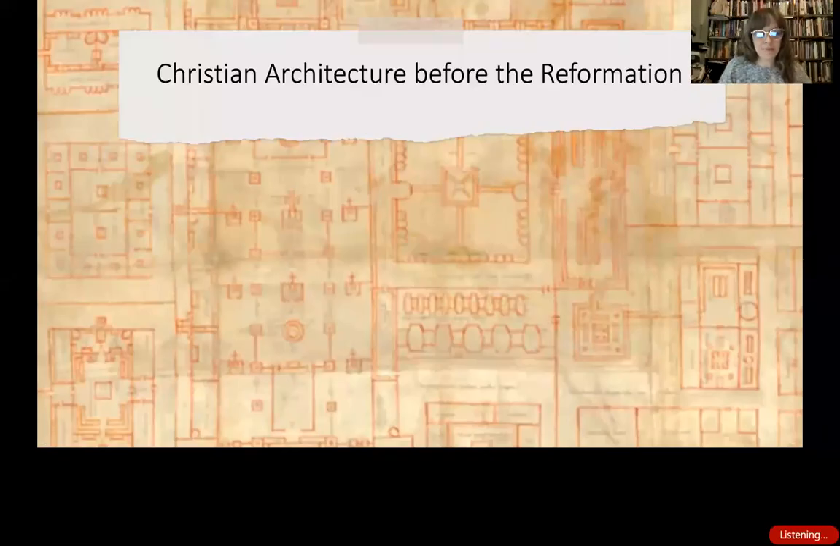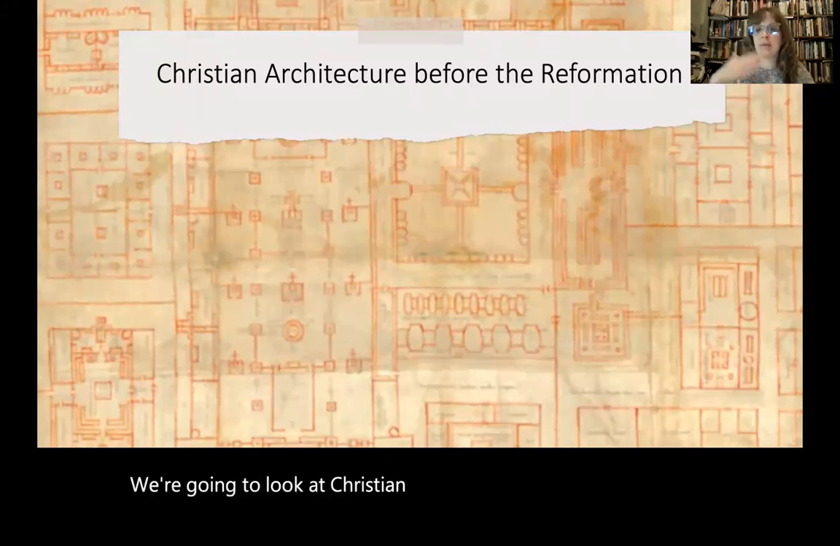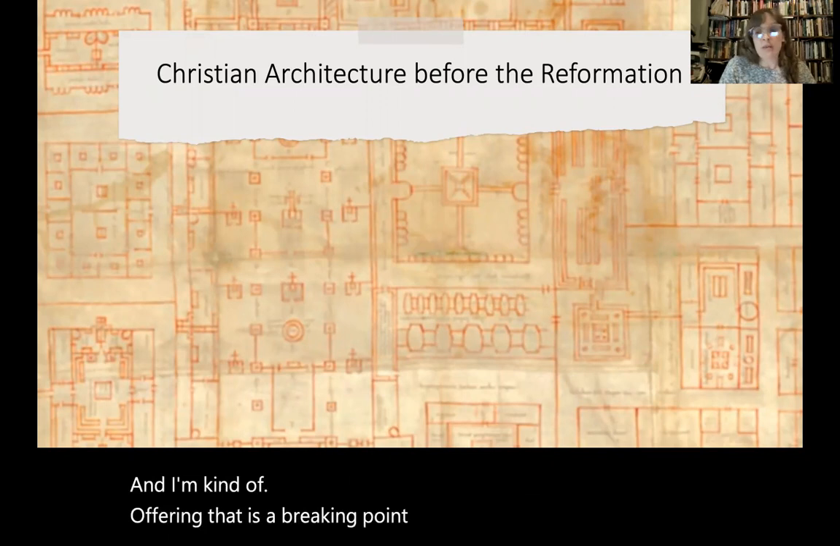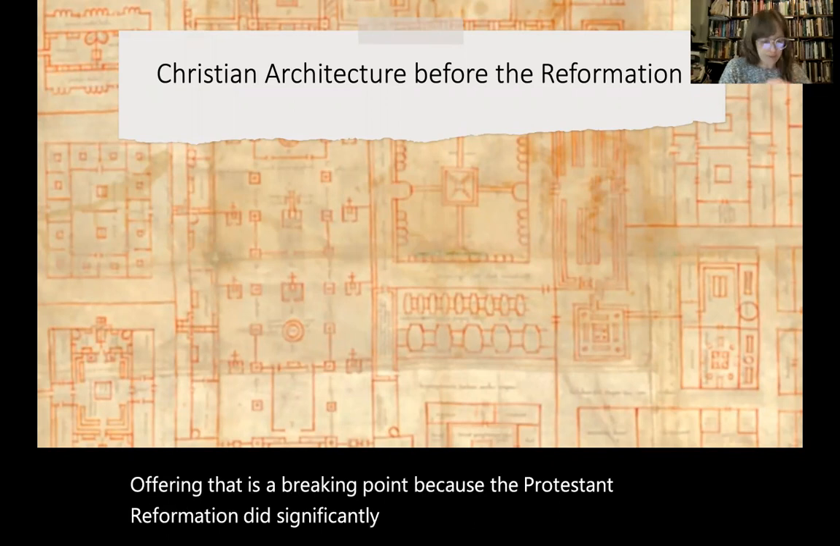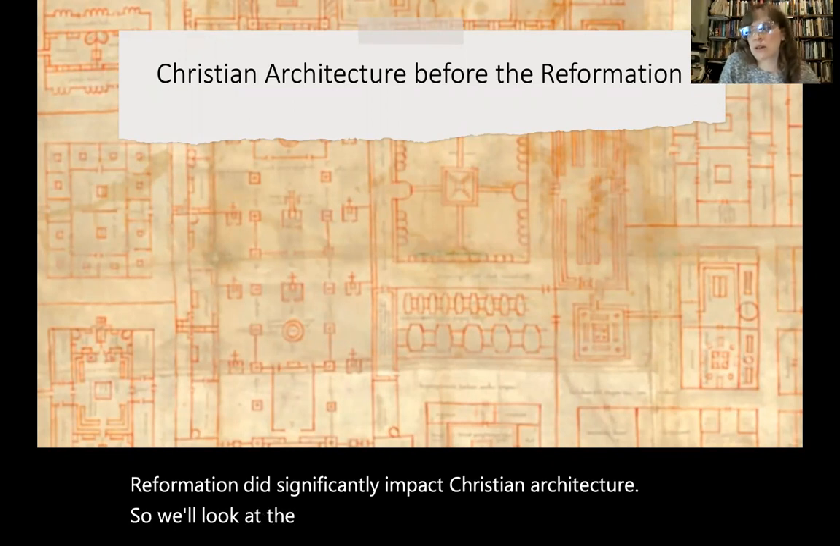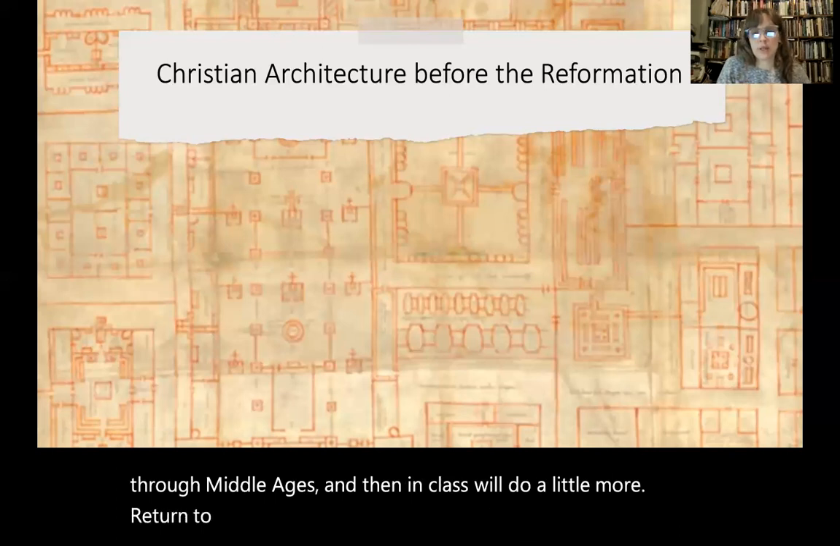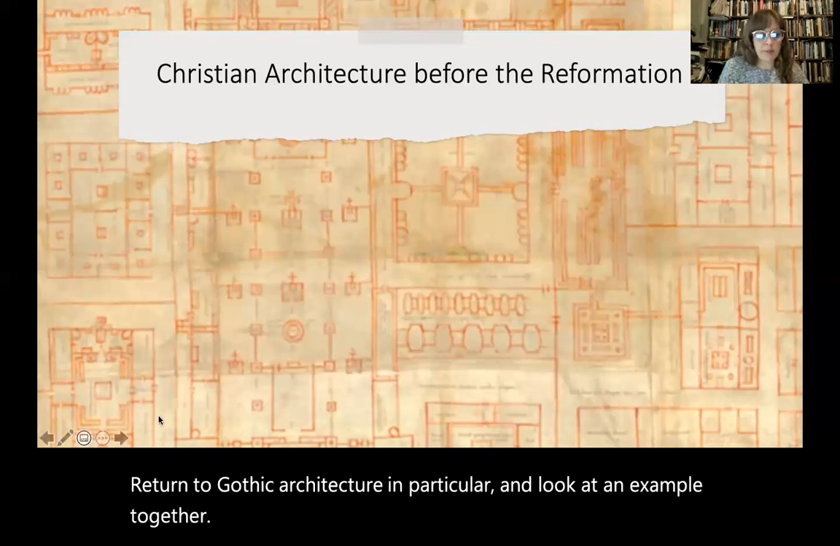This week, we're going to look at Christian architecture leading up to the Reformation. And I'm offering that as a breaking point because the Protestant Reformation did significantly impact Christian architecture. So we'll look at the origins of earliest Christian architecture up through the Middle Ages. And then in class, we'll return to Gothic architecture in particular and look at an example together. So let's jump in.